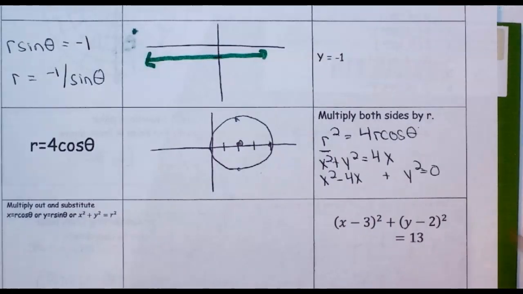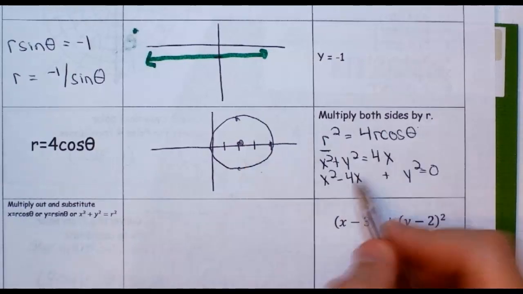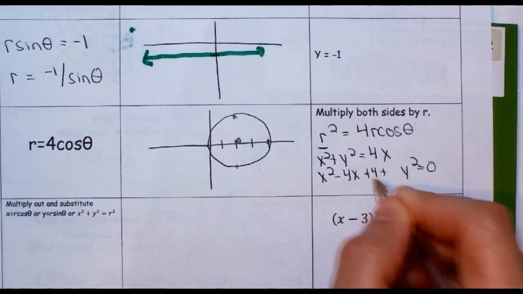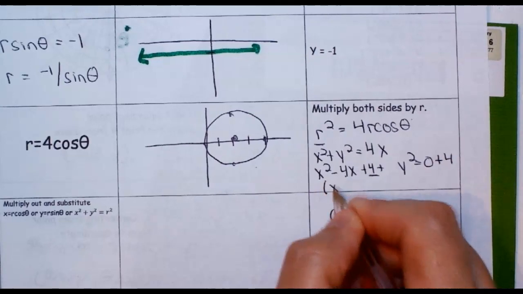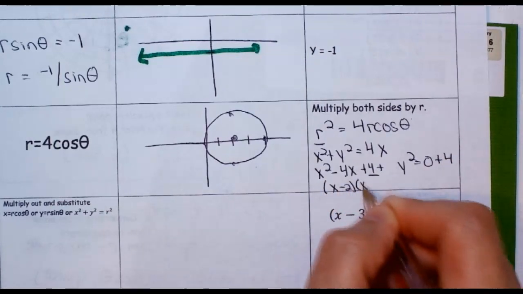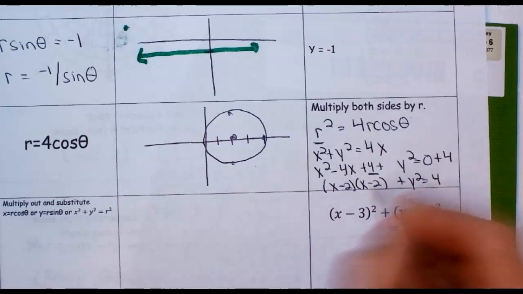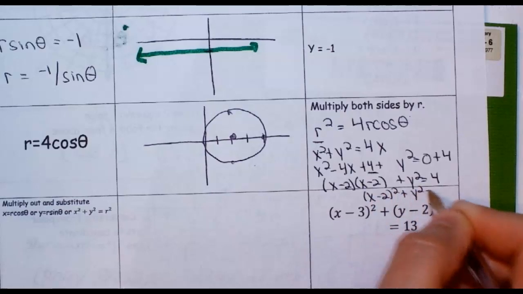I'm going to go ahead and complete the square so that I can see that equation of the circle. Remember to do that, we're taking half of 4 and we're squaring it, which means I need to add 4 to the left and 4 to the right. So we've got x minus 2 times x minus 2 plus y squared equals 4. X minus 2 squared plus y squared equals 4.